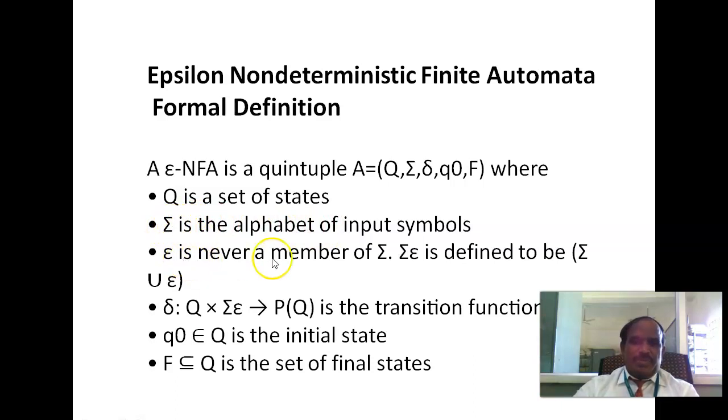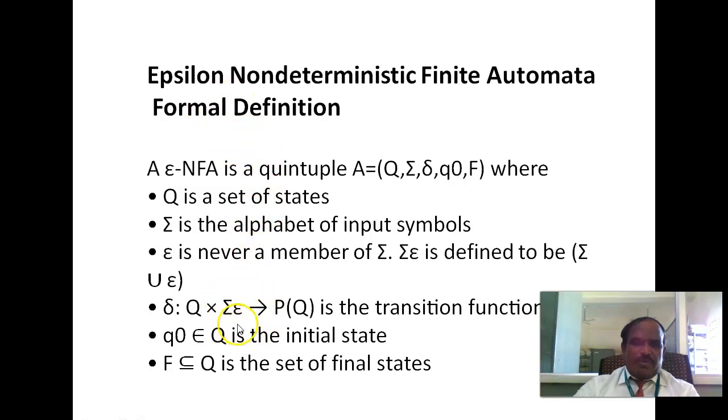Epsilon is never an actual input symbol. Without any input symbol, we can move from one state to another state, which is called an epsilon move, or empty move. This is allowed in epsilon NFA. Another component is the transition function, which maps Q, a set of states, with the input symbols sigma along with epsilon. Epsilon is allowed in epsilon NFA.